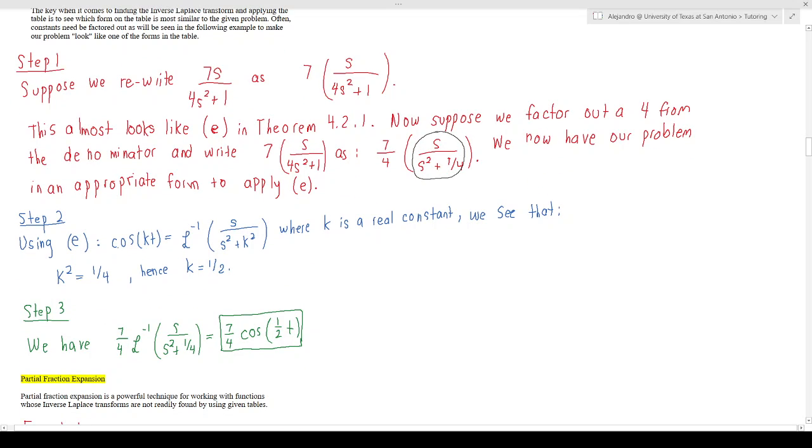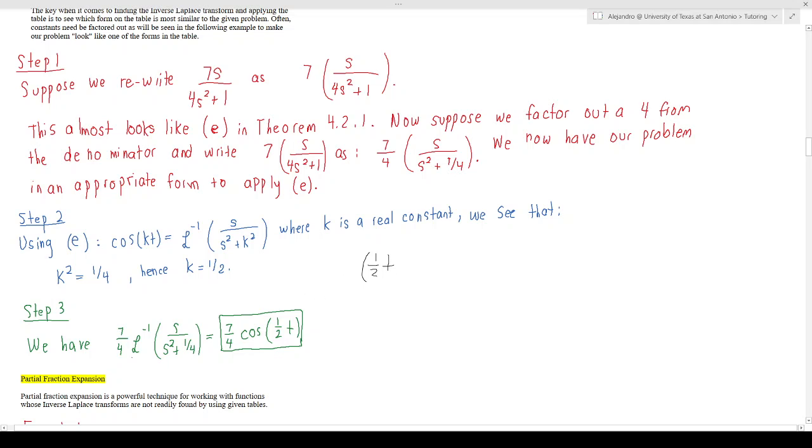So notice that the inverse Laplace transform of s over s squared plus k squared, a problem that looks like this, the inverse Laplace turns out to be cosine of kt. So comparing that to our problem, 1 over 4 is where our k squared would be, right? So that means that k squared equals 1 over 4, and k is equal to 1 over 2. So k is equal to 1 over 2, so we have cosine of 1 over 2 t, right?